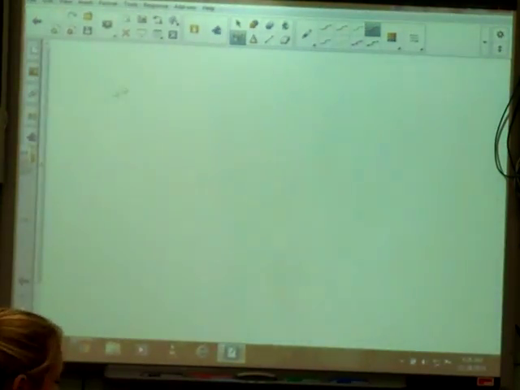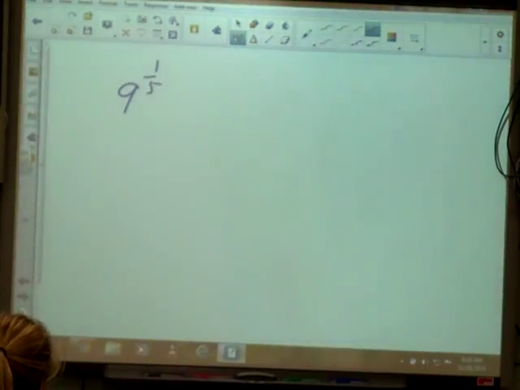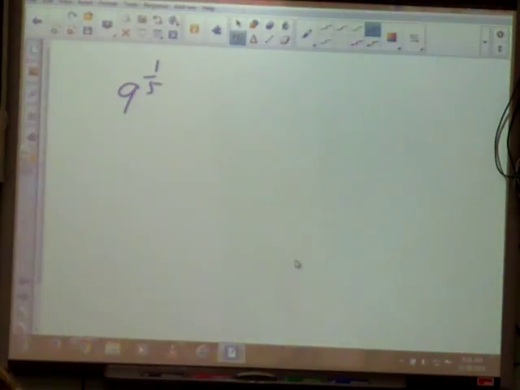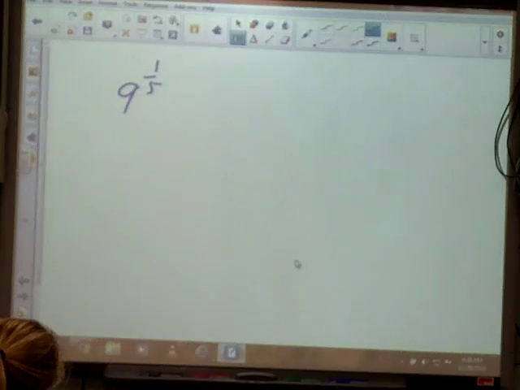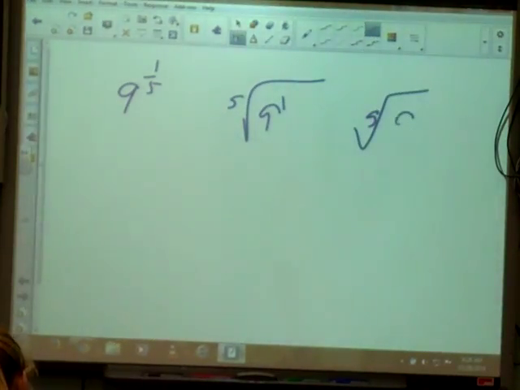I got here 9 to the 1/5. Alright, let me read you some directions on this one. You listening? Directions say evaluate, round to the nearest hundredth if necessary. So what they're hinting to you here is this one may not be a whole number, right? All right, so I'm going to check it out and see. Power over root. 9 to the first power is just 9. So I'm looking for the 5th root of 9.